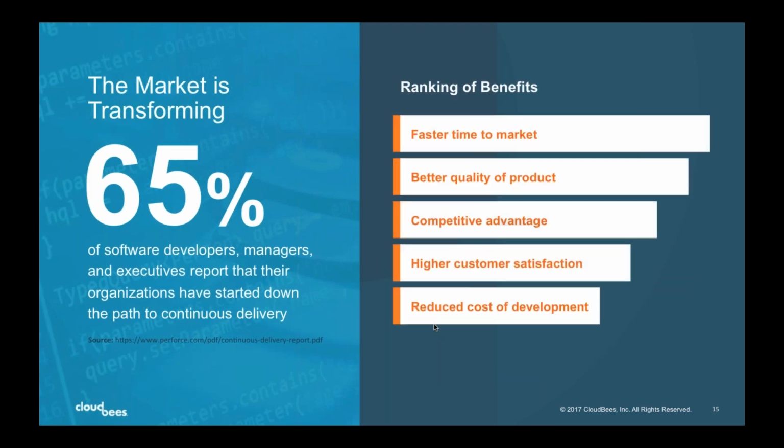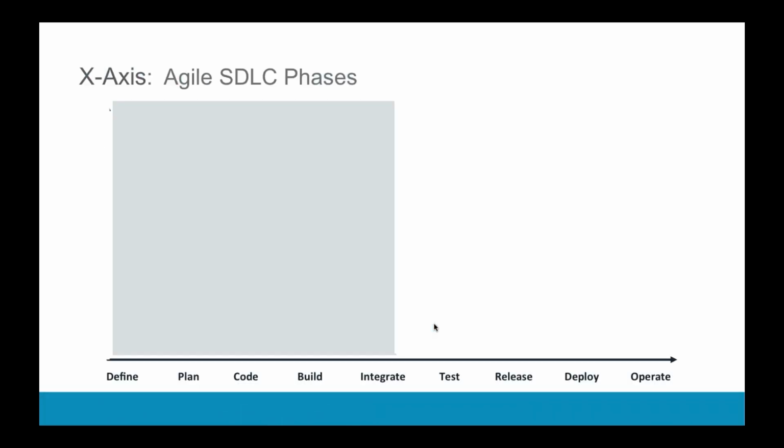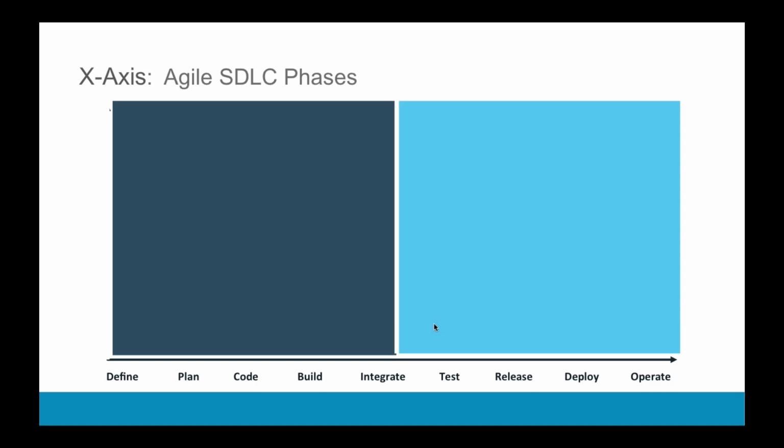And in fact, 65% of the market claims to have begun or achieved implementation of continuous delivery on some to all of their teams. And some of the benefits that they're seeing is faster time to market, better quality product, and competitive advantage, similar to what Henry Ford had recognized.